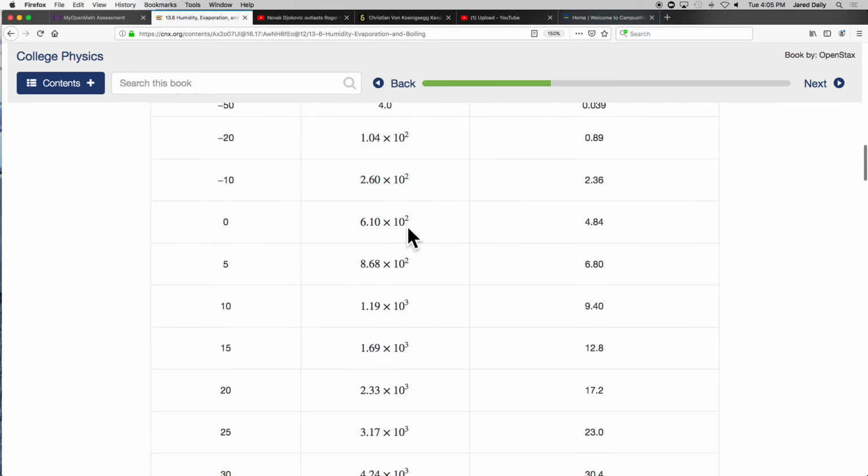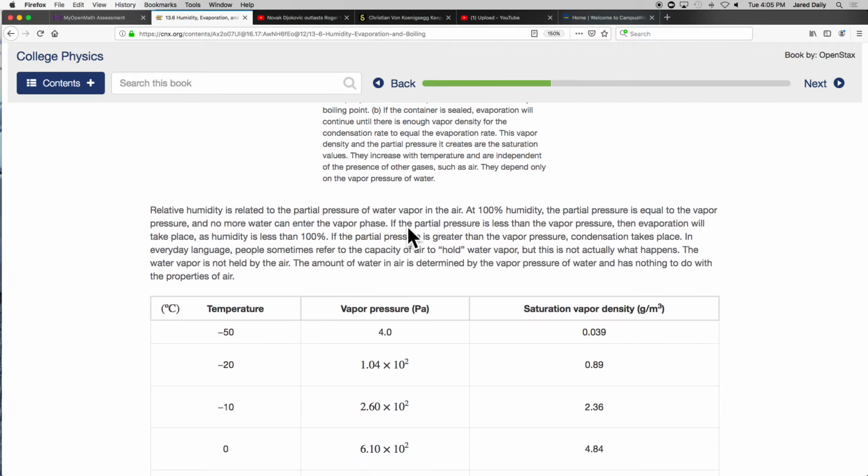So this is essentially a table that weather people use. If you have a temperature of negative 50 degrees, you have a vapor pressure of 4 Pascal. Then you have a saturation vapor density of 0.039 grams per meter cubed. In other words, that's how much water is in the air, if this is the vapor pressure.